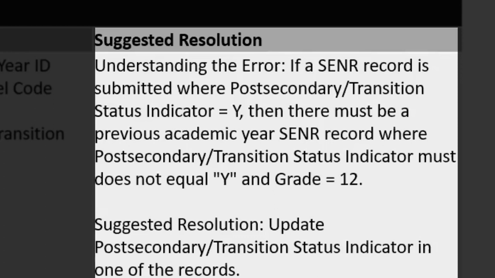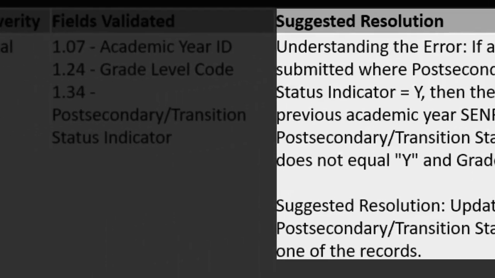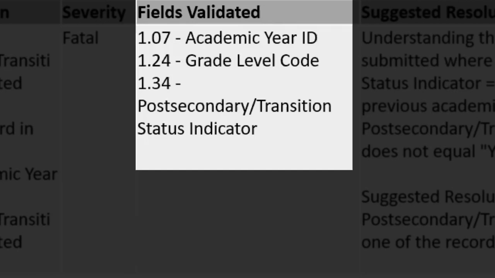So again, we're going to be looking at the rejected record that we submitted and the previous year's enrollment record. And we're going to update one of the two. All right. And then the fields validated column tells you what fields you need to look at. Right? You're going to verify the records between this year and last year. So we're going to use the academic year ID, the grade level code for the student this year and last year. And then we're going to be looking at the post-secondary transition status indicator for the student in last year's record and this year's record.